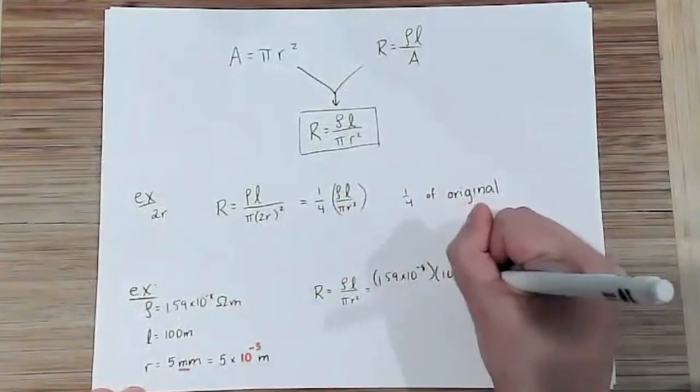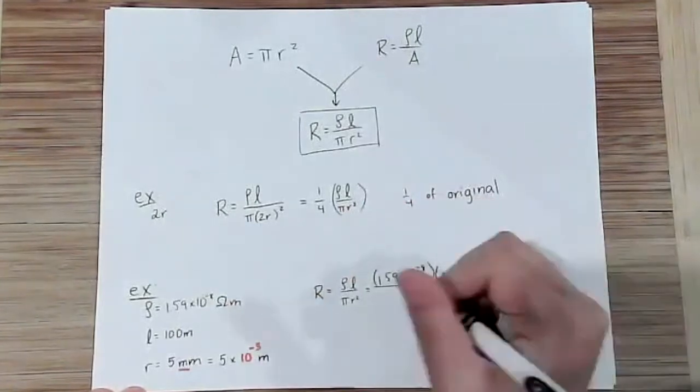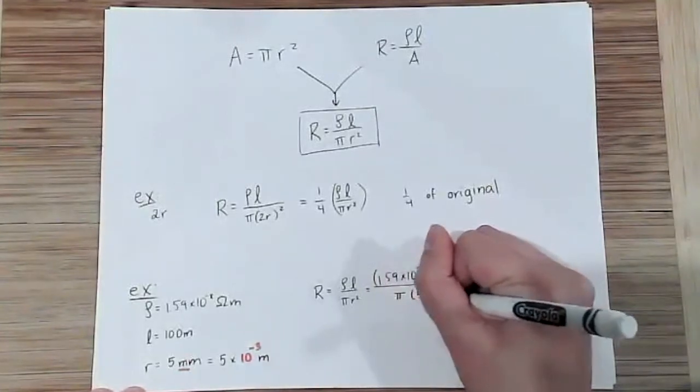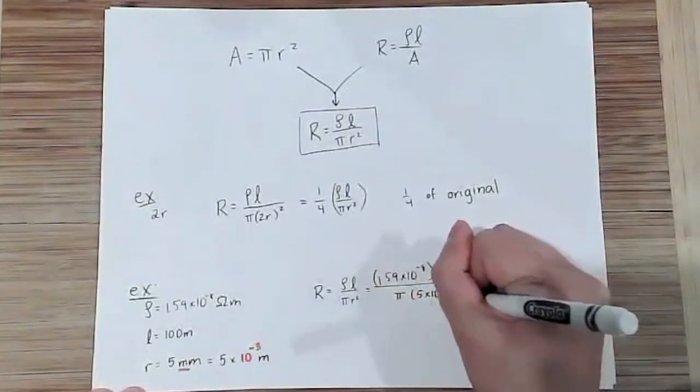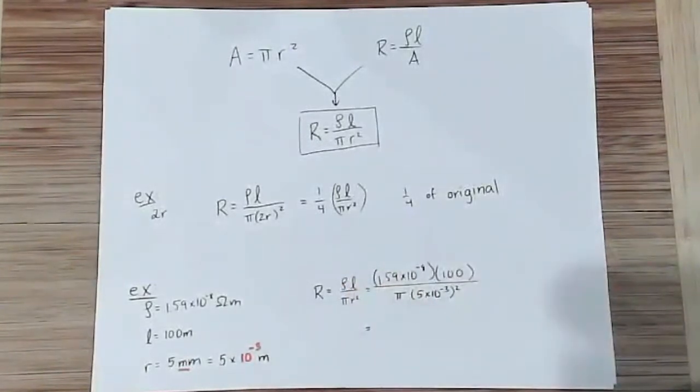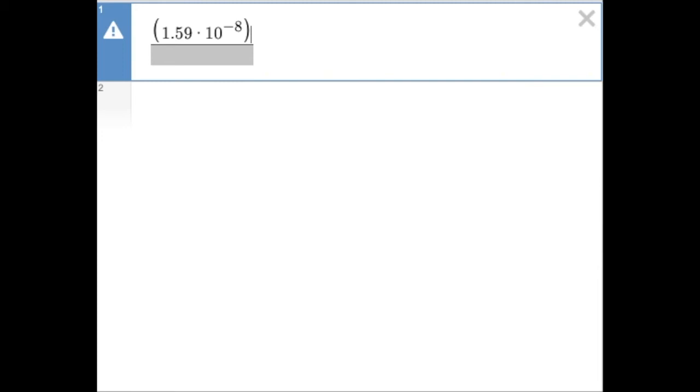L is 100. And that means in the denominator, that's pi times 5 times 10 to the negative 3rd squared. Now, I'm going to show you how to do this in Desmos. One thing I like about calculating in Desmos is because it always makes it very clear that your powers are correct and that your order of operations is correct.